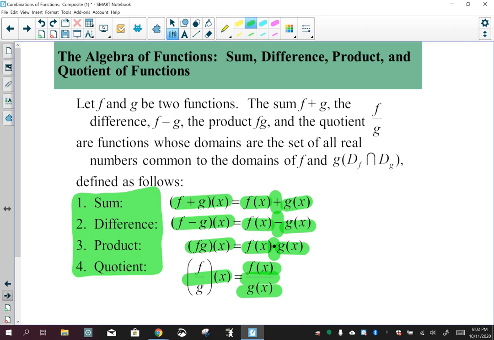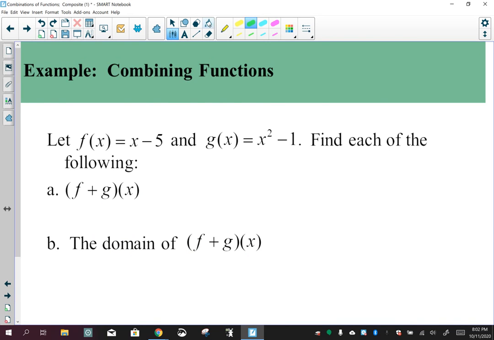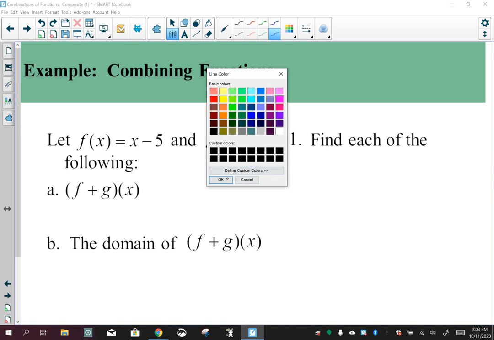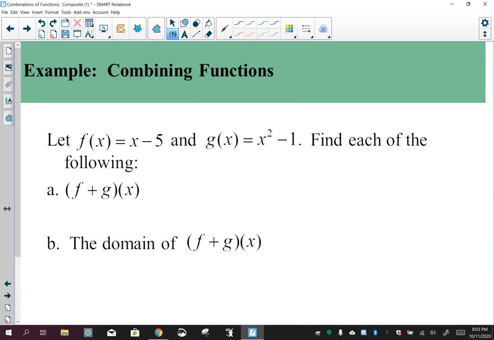So let's jump into this. The first thing we're going to do here is combine our functions together, and we're going to find each of the following. So I want to come over here and say, okay, this one's going to have me add f of x and g of x together. So what I'm looking at is f of x plus g of x. I've got my f of x, and I'm going to add that to my g of x.